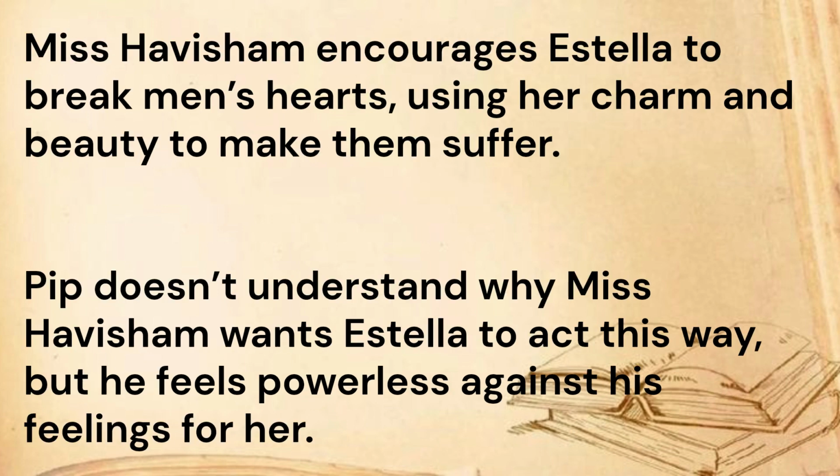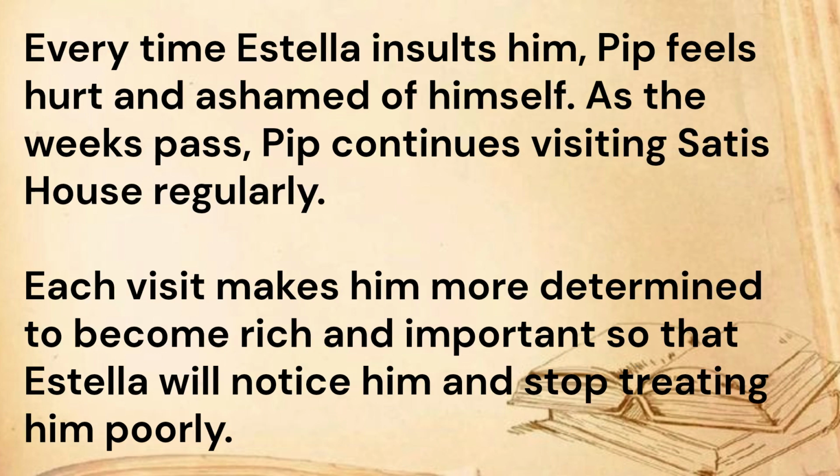Miss Havisham encourages Estella to break men's hearts, using her charm and beauty to make them suffer. Pip doesn't understand why Miss Havisham wants Estella to act this way, but he feels powerless against his feelings for her. Every time Estella insults him, Pip feels hurt and ashamed of himself.